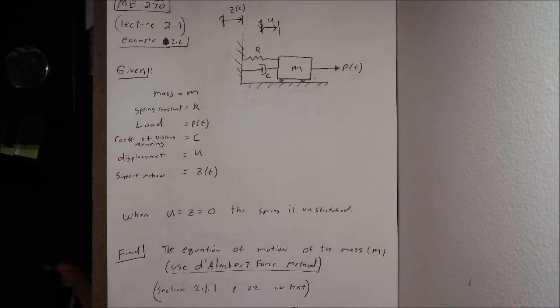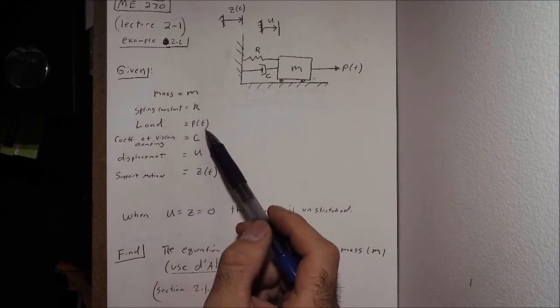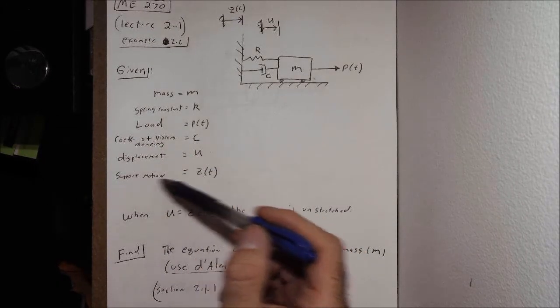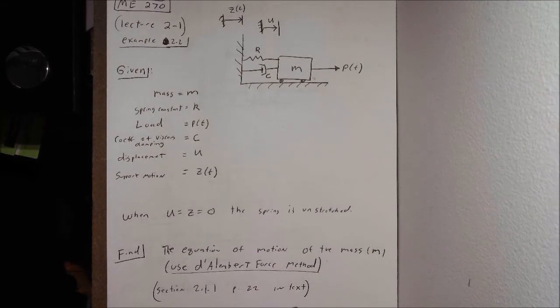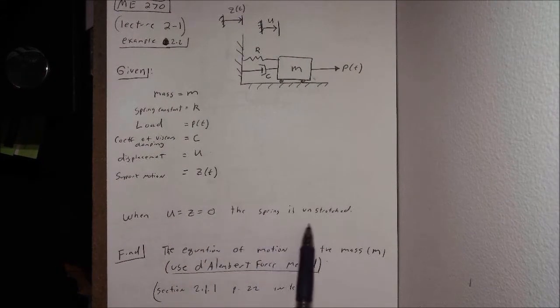What do they tell us in the problem statement? Well, they give us our mass m, our spring constant k, external load P of t, coefficient of viscous damping c, displacement u, and our support motion z of t. So we do have the special case that they tell us in the problem statement that when u is equal to z is equal to 0, this is when our spring is unstretched.